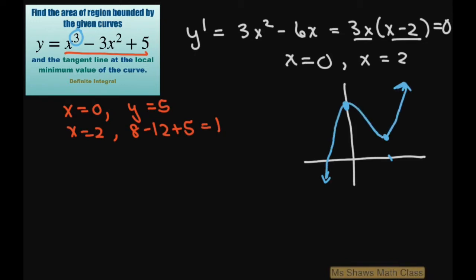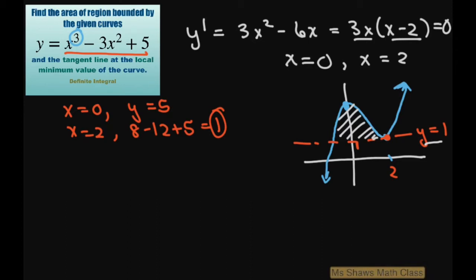So your minimum value occurs right here. This is 2, and we have a local minimum value of 1. So this line is going to be y equals 1. The part that's bounded is this area right in here. Now let's see what we can do for the equation. This is the equation of the tangent line.